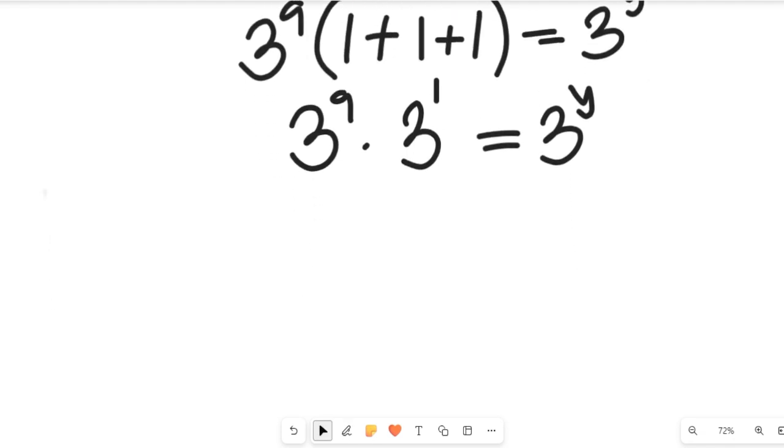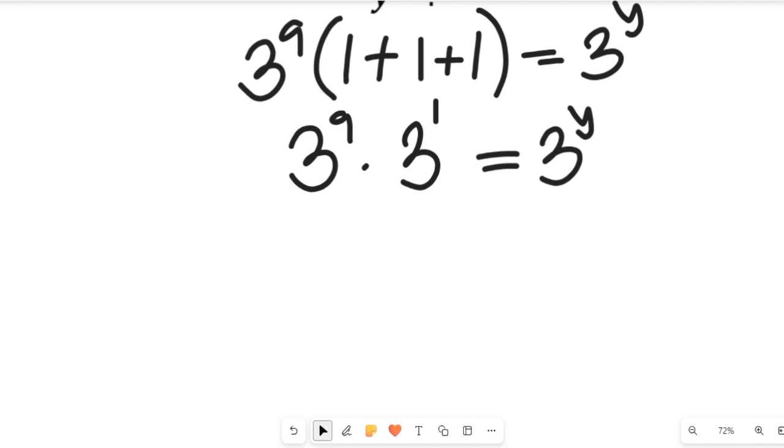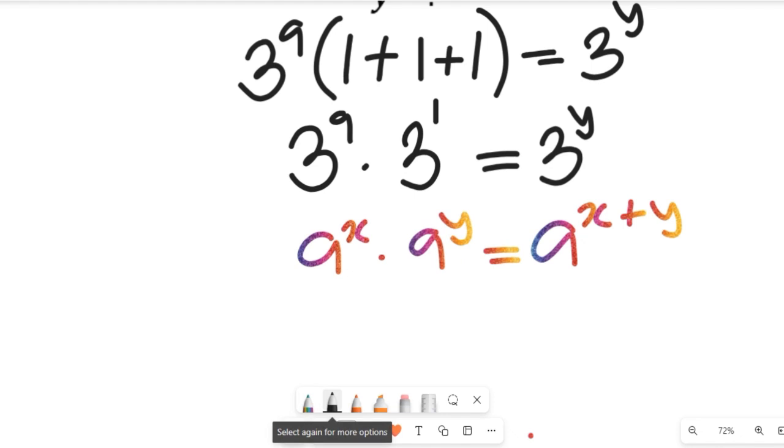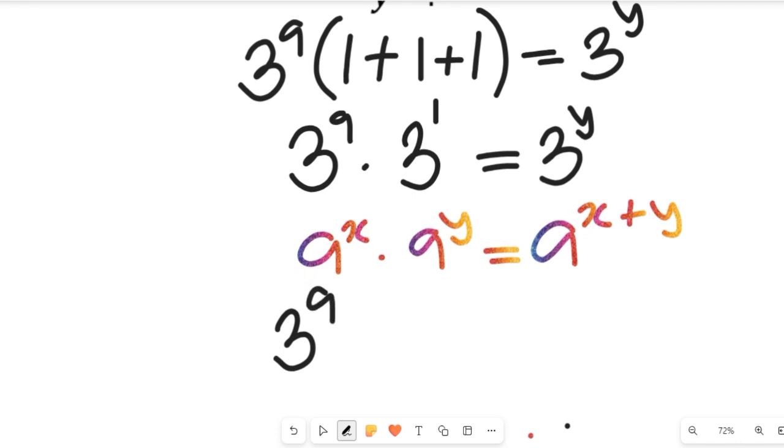Great. Now we're going to look at how to apply the laws of indices in solving this. In a law of indices, I want you to recall that if you have a to the power of x multiplied by a to the power of y, this can be equal to a to the power of x plus y. This is what we call the multiplication law of indices. Now, if we apply that law to this expression, it will now become 3 to the power of 9 plus 1, and this will be equal to 3 to the power of y.